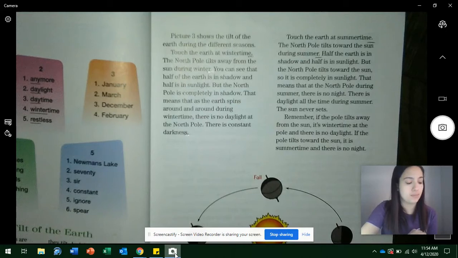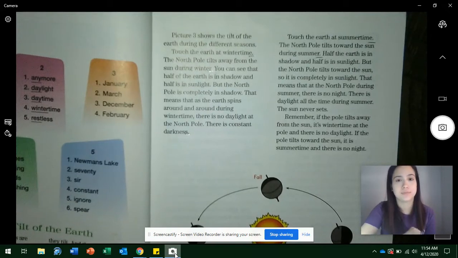Remember, when that North Pole tilts away from the sun, what season is it? Get ready. Yes, winter. And when it tilts away from the sun, is the North Pole in darkness all the time or daylight all the time? Get ready. Yes, it's in darkness, complete darkness.